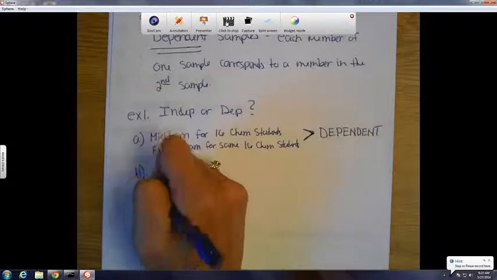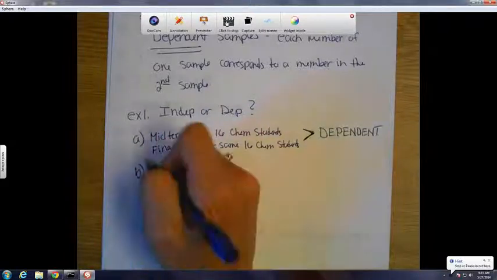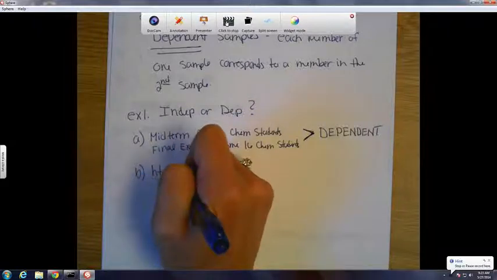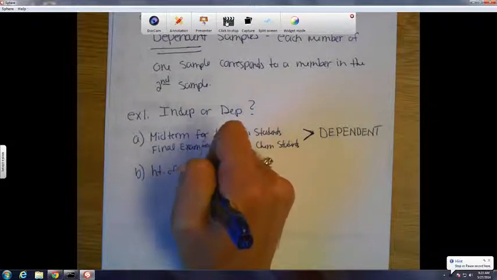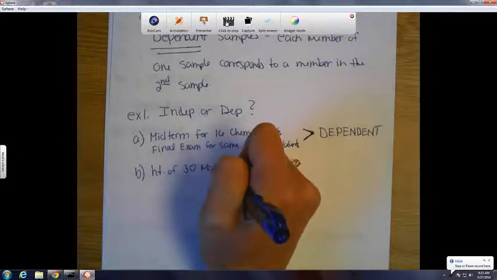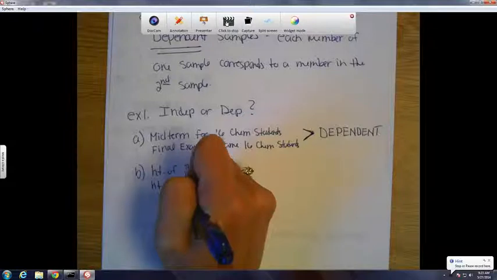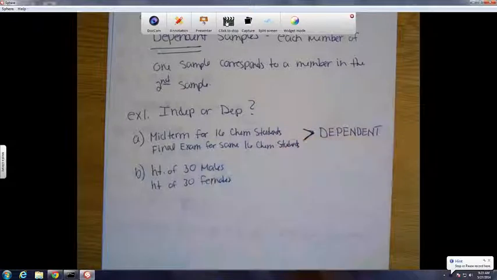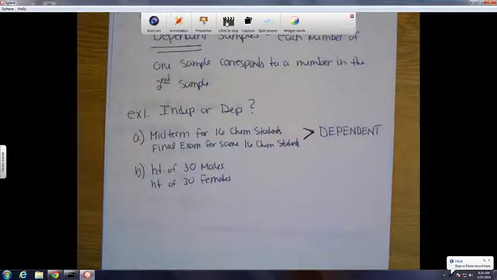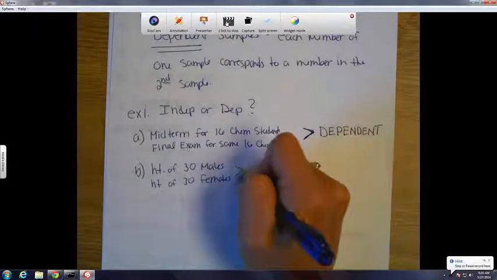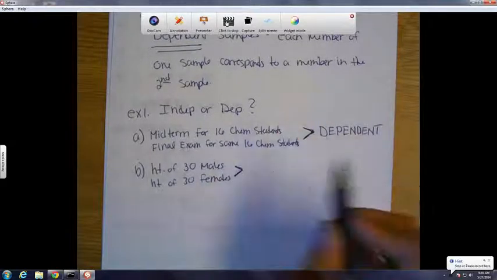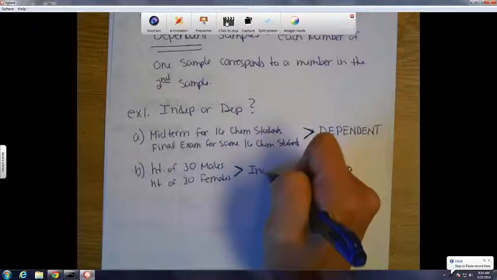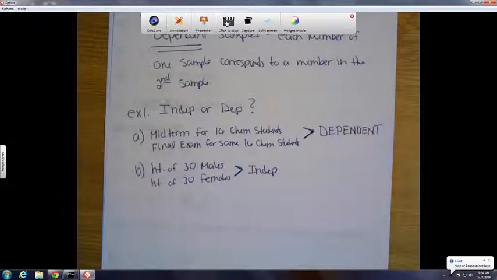I think you know what's coming here, but let's take a look. Let's take the height of 30 males, and we'll take the height of 30 females. Are those two sets of data independent or dependent? Definitely independent. There's no overlap. The whole point of this section is I'm pretty much looking at a before and after. So these are independent.